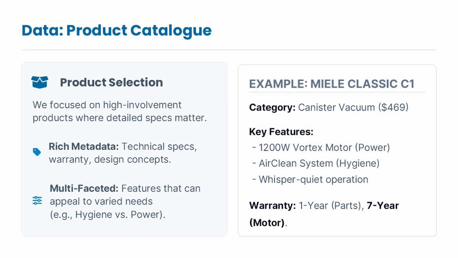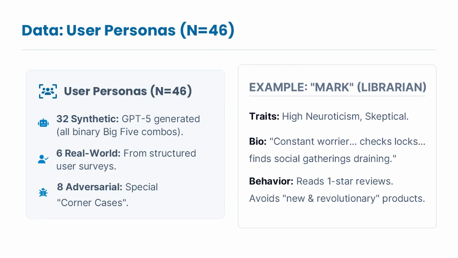For our data input, we focus on high involvement products where detailed specs matter, like this Miele classic vacuum. It has rich metadata and detailed features that can fulfill varied needs.